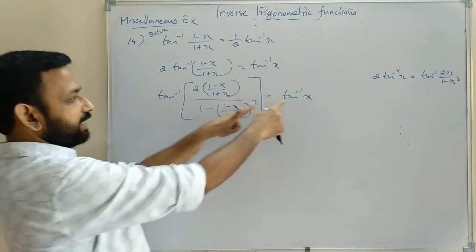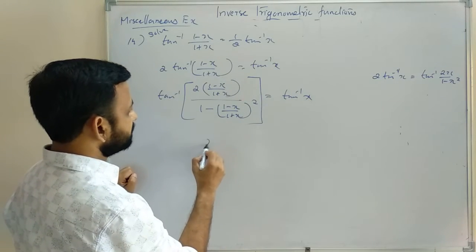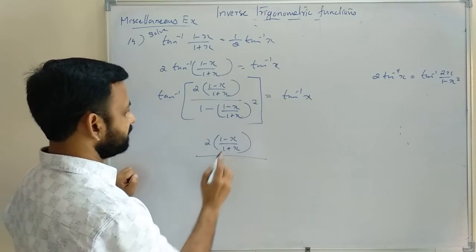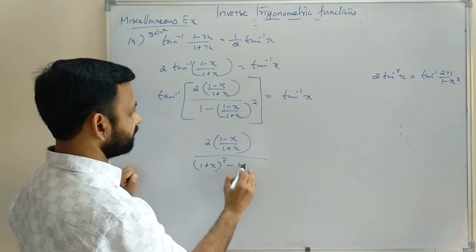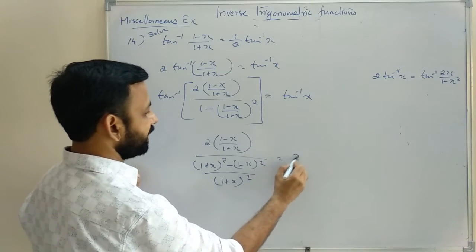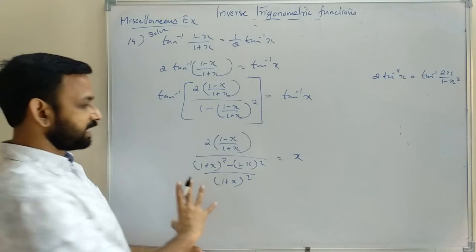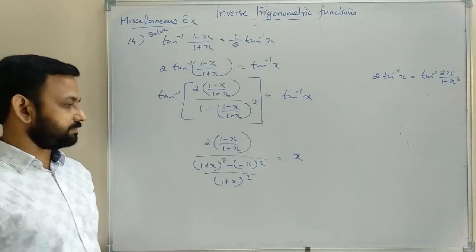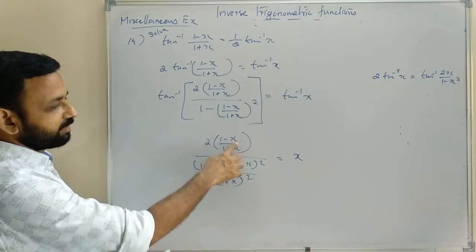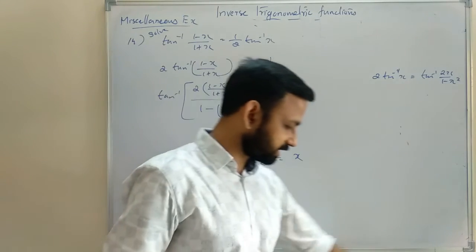So here tan inverse and here also tan inverse, so the expression inside the bracket equals x. That is 2 into (1 minus x upon 1 plus x) divided by, taking the LCM, ((1 plus x) whole square minus (1 minus x) whole square) divided by (1 plus x) whole square, equal to x. Here we need to open the bracket, simplify, cross multiply, and at last we will get the value of x. Sometimes you may get a quadratic equation, but it's not difficult. 1 plus x and 1 plus x will be cancelled, open the bracket, and we can easily find the value of x.